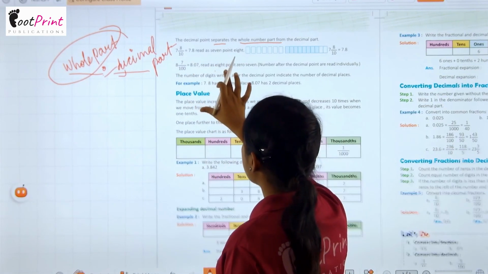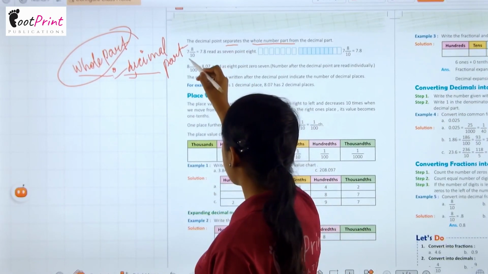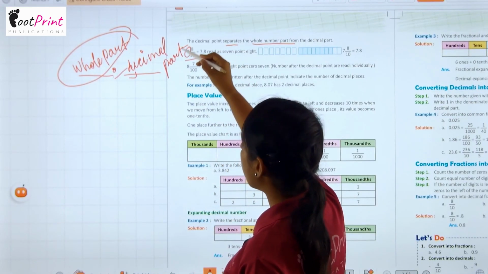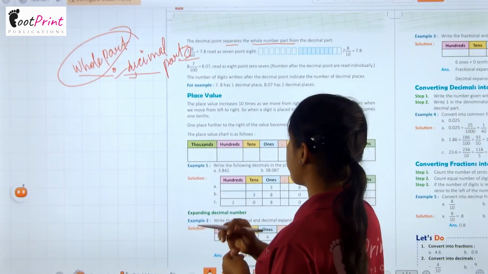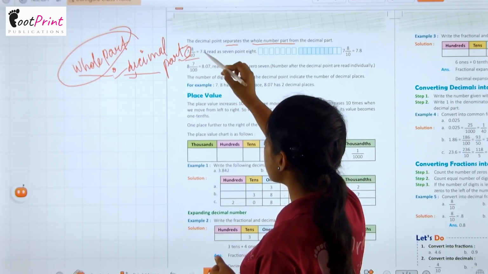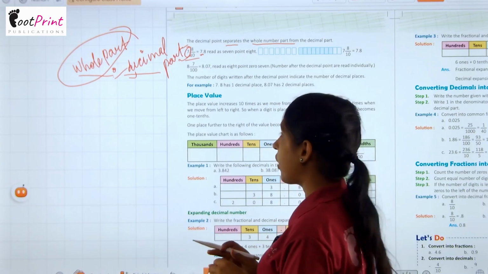For example, here 7 whole 8/10 is given. So 7 is our whole number. We learned mixed fractions in our previous chapter. So 7 is our whole number. So it will be on the left side of the decimal.